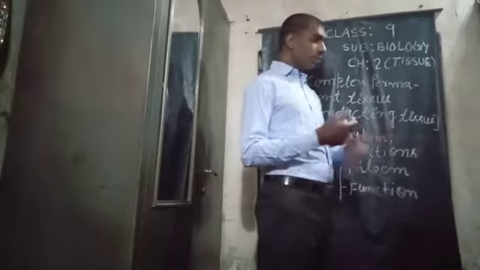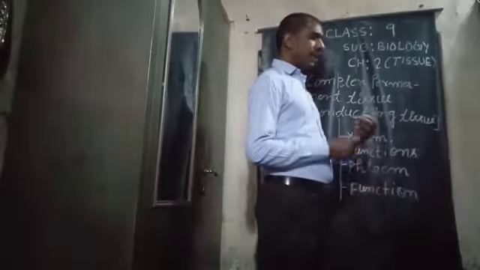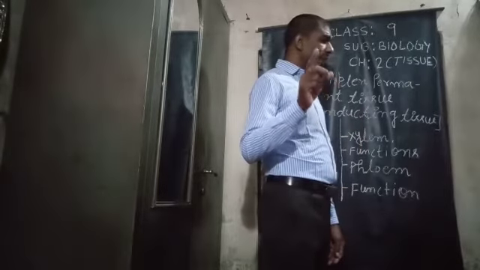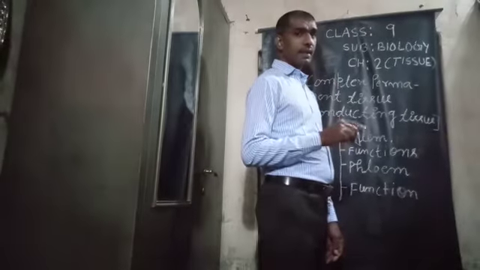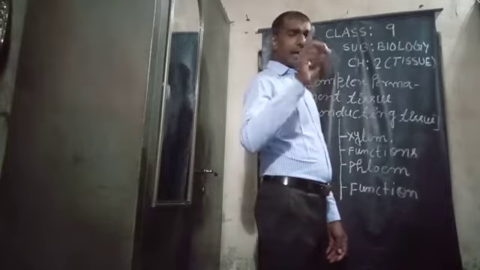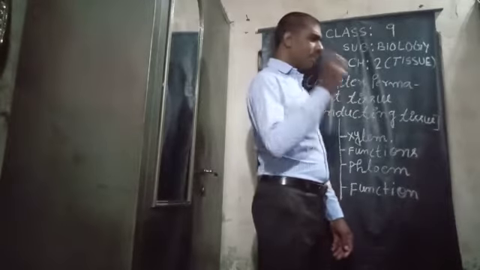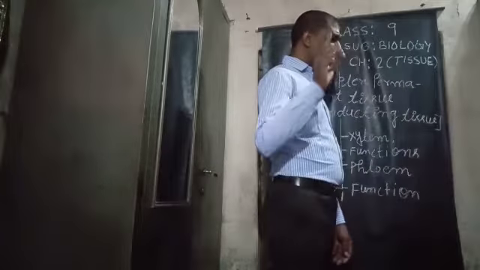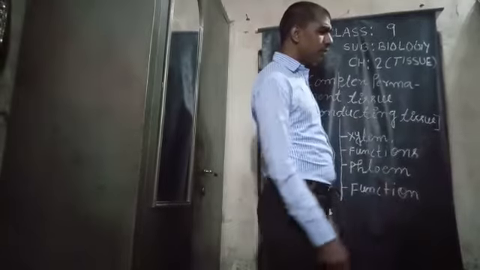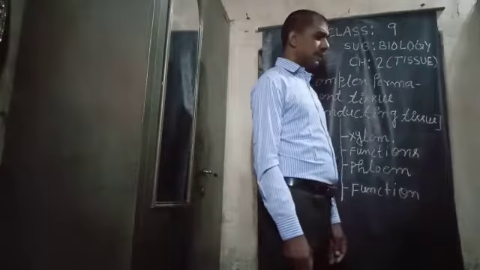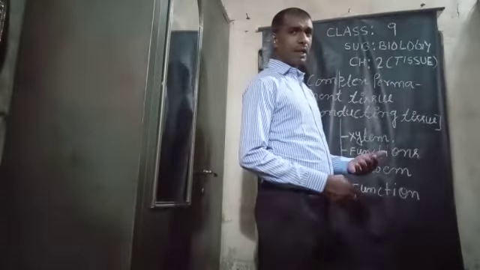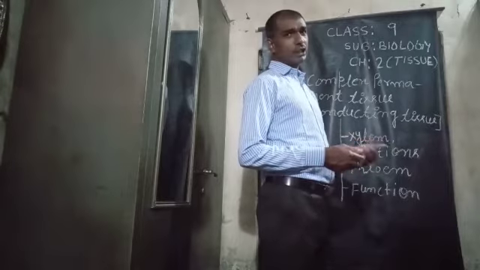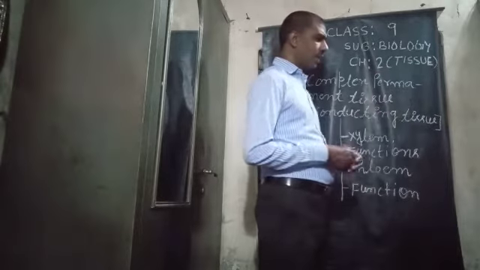After that, I am going to describe phloem parenchyma. Phloem parenchyma are ordinary living parenchyma cells associated with the phloem. They store food and help in the conduction of food to the entire plant body.